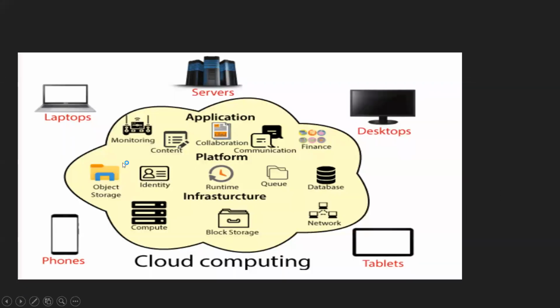Here we can see a basic diagram, or architecture, of cloud computing. These are the devices like phones, laptops, servers, desktops, and tablets. Within this, we have a cloud. Within a cloud, we can monitor applications of cloud computing like block storage, networks, databases, queues, runtime, identity, object storage, and finance. Everything can be stored in a cloud so that it cannot be misplaced, and it reduces hardware utilization. It can be stored digitally, with minimum usage of space.